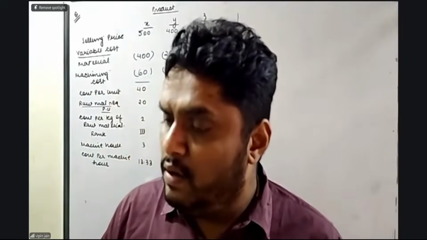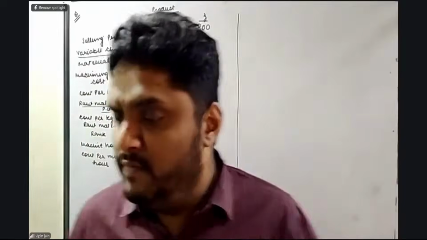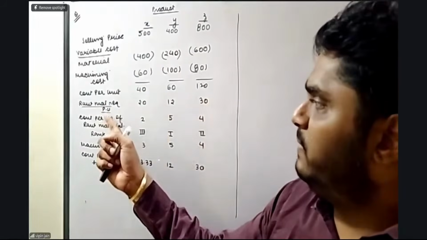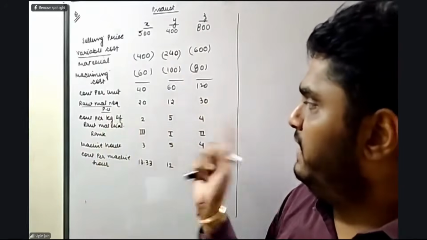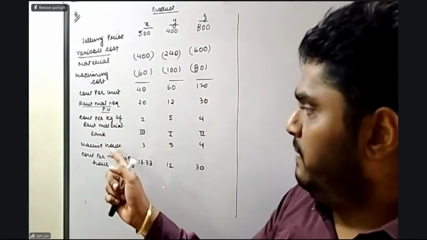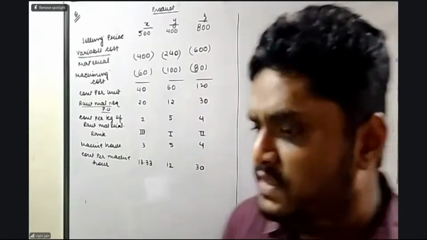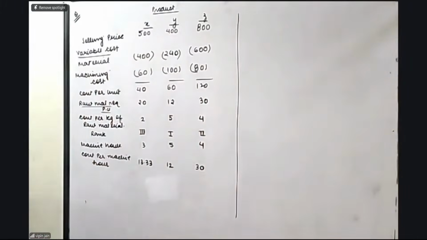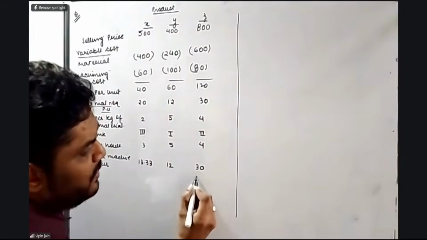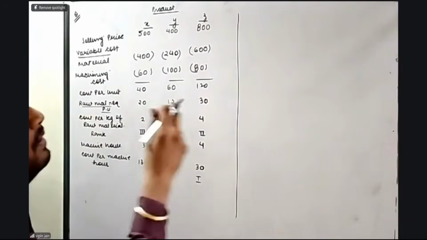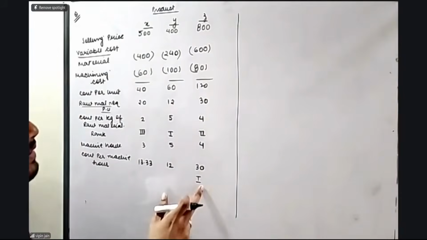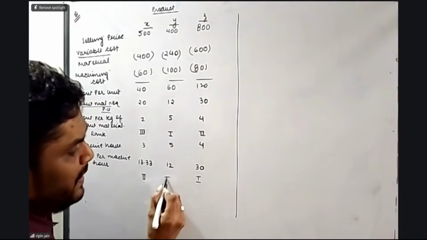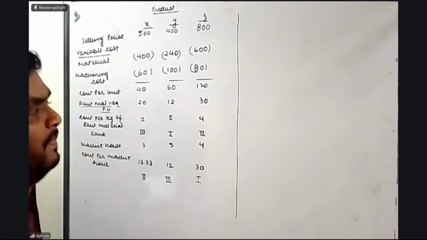See, the key factor concept is very simple, Mehak. If the raw material is the key factor, my decision will be based on contribution per kg of material. Herein my machine hours are my limiting factor, so my decision will be based on contribution per machine hour. So now as per this, the first priority will be given to what? Z. Second priority will be given to X. Third priority will be given to Y.